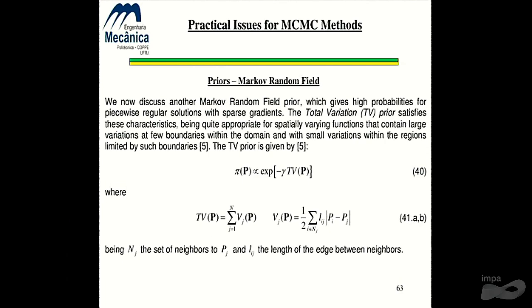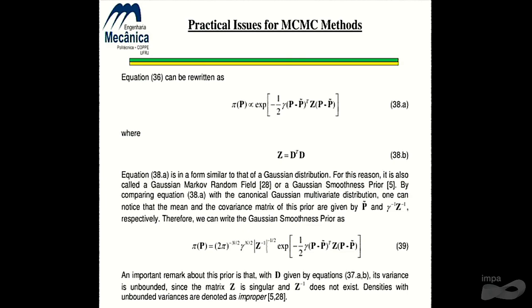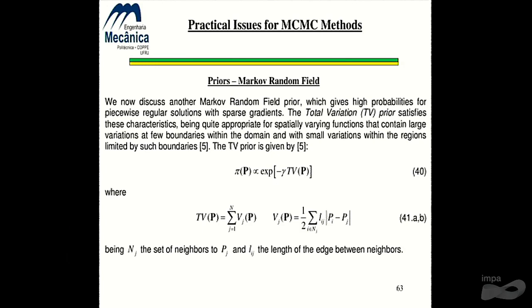And we can have this parameter gamma here as well. So in these situations, we have two improper priors, so two priors with unbounded variance, which serve very well, for example, when we want a smooth solution for the problem, or when we want to preserve gradients. And both of them involve some kind of parameter that multiplies it.